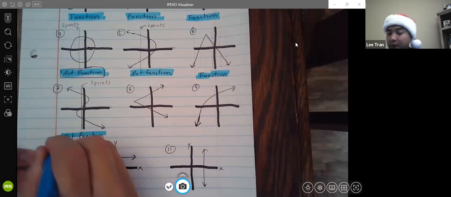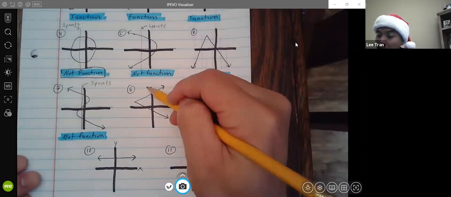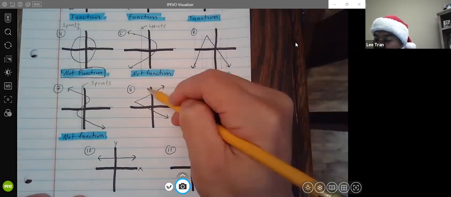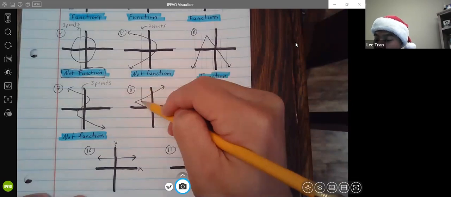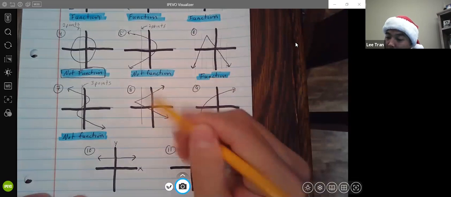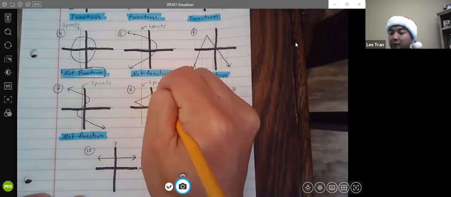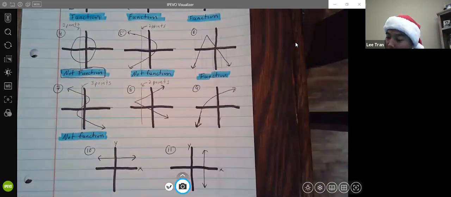Number 8. Again, a vertical line anywhere should only hit 1 point, but I see a vertical line right here. It hits 2 points on the graph. So this again would not be a function.